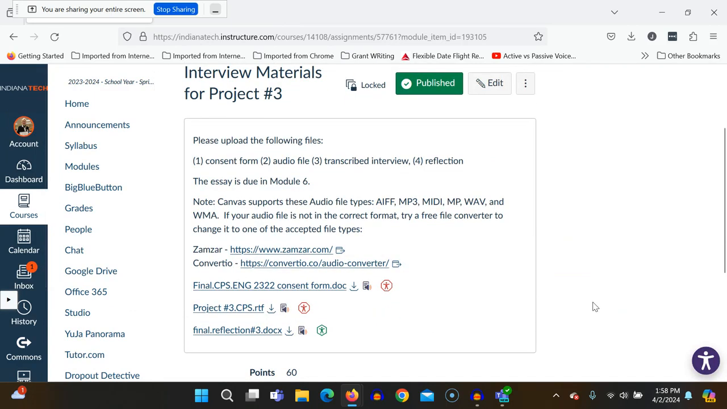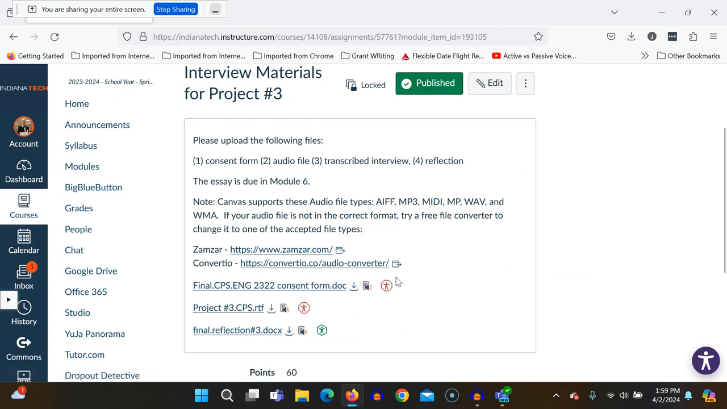All right, so keeping in mind the interview materials, here they are located, right? So the consent form, don't forget you need to provide consent. Have whomever is going to be your interviewee sign that says, hey, I know what I'm doing this for. It's for this class for research for Indiana Tech. There's also a copy of the project itself there. So if you want to see the overview again, and the reflection for it as well.